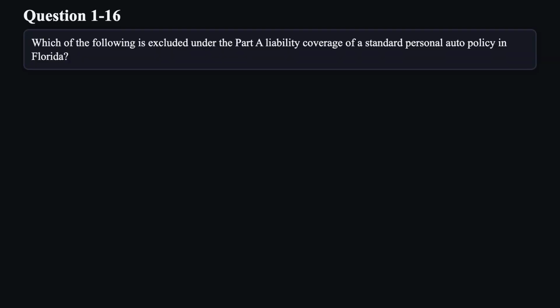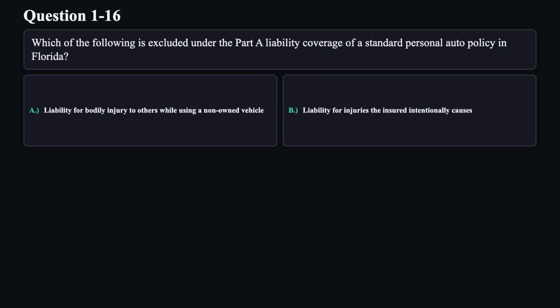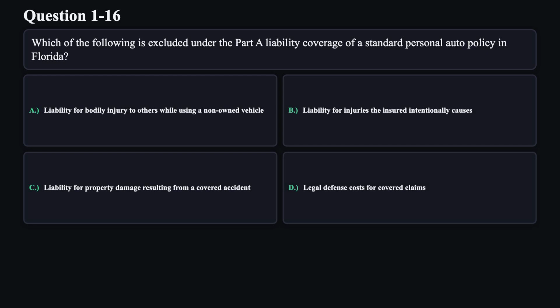Question 16. Which of the following is excluded under the Part A liability coverage of a standard personal auto policy in Florida? A. Liability for bodily injury to others while using a non-owned vehicle. B. Liability for injuries the insured intentionally causes. C. Liability for property damage resulting from a covered accident. D. Legal defense costs for covered claims.